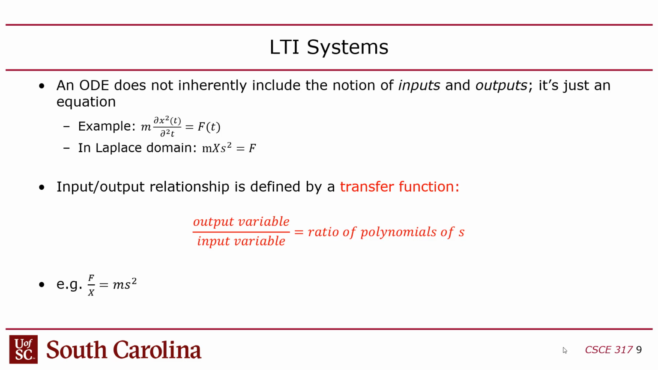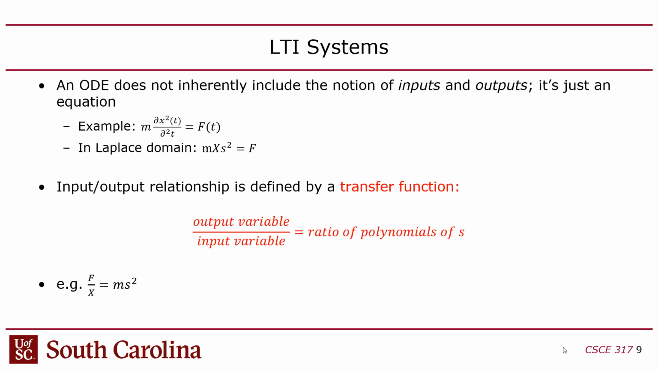Now, that's what force is, mass times acceleration. But if we're considering this situation where the force is an output and the position is an input, then we can basically create this ratio, F over X. And on the other side of the equation, we have m s squared, right? So this becomes the transfer function.